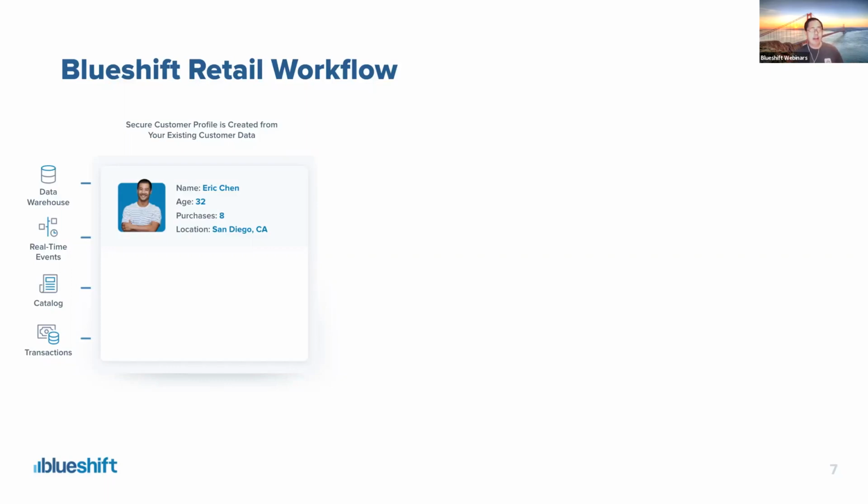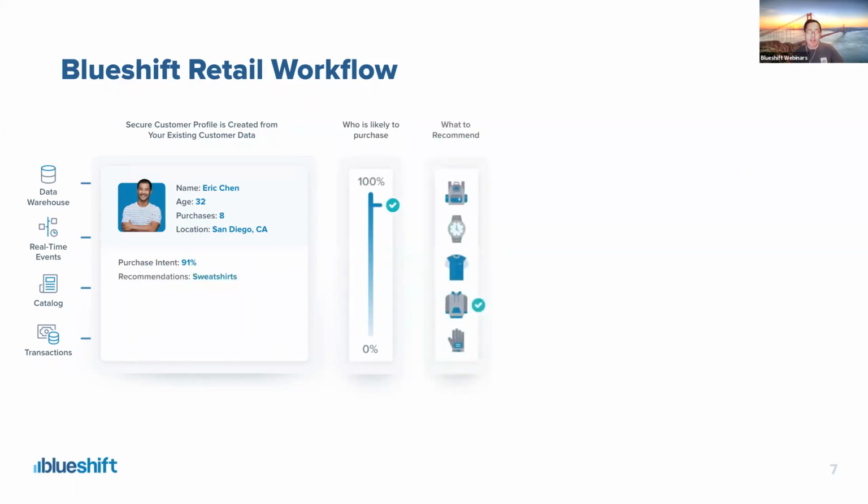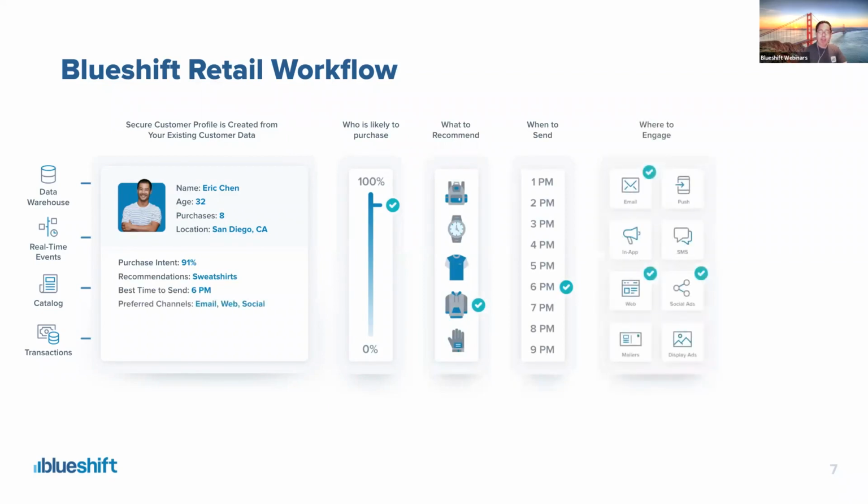Blueshift uses AI to make predictions around your customers, such as identifying the likelihood to make a purchase. In this case, Eric has a 91% chance of making a purchase. What content to recommend, in this case, sweatshirts. What is the best time to send to them, in this case, 6 p.m. And also identifying the right channel, whether it's email, web, social ad, SMS, in-app, etc.